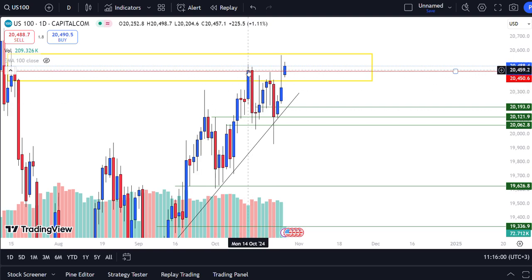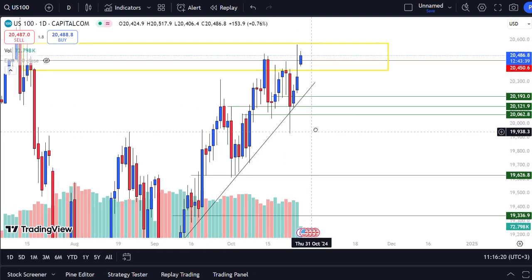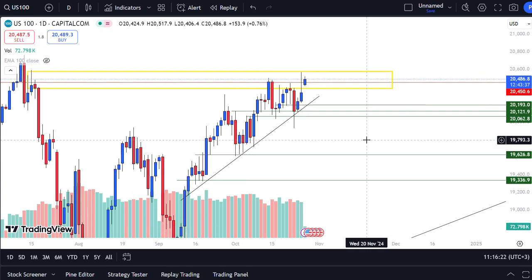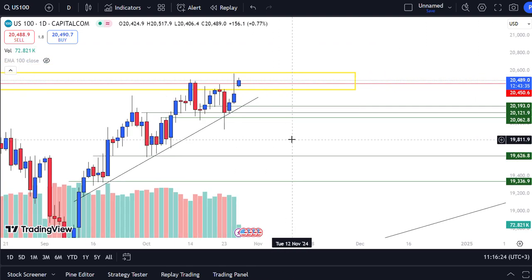First time reached this area, got rejected. Second time reached this area, got rejected. That was last week with a massive, first of all, it formed a pin bar up there which was red, and then we got rejected with a massive bearish engulfing candle here. Then bulls stepped in. Actually, you can call them bullies because they bully the market.